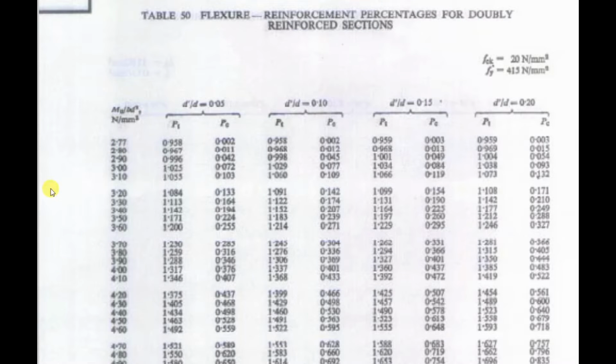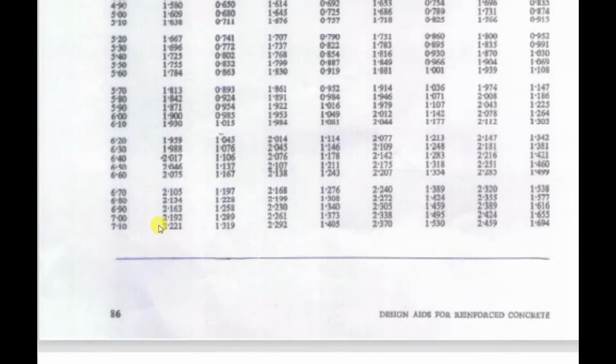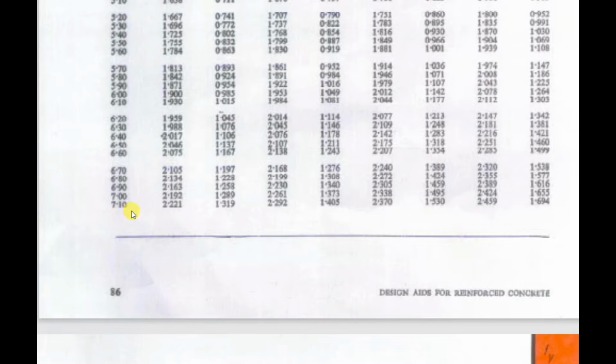reinforced section. So here d dash by d, where d dash is the clear cover and d is the effective depth. So that value we need to find out. According to that, we have to choose the percentage of steel from this chart. So here from 2.77 till 7.1 is given.